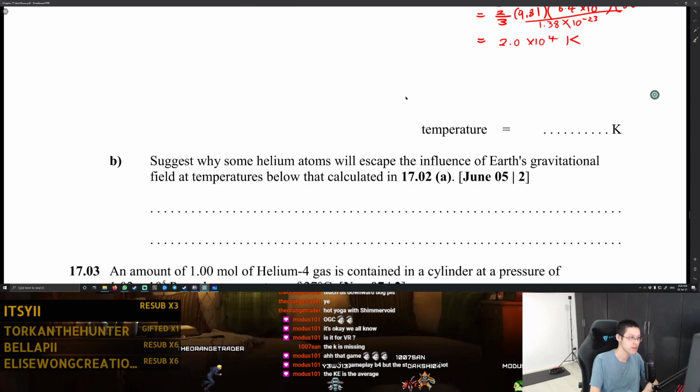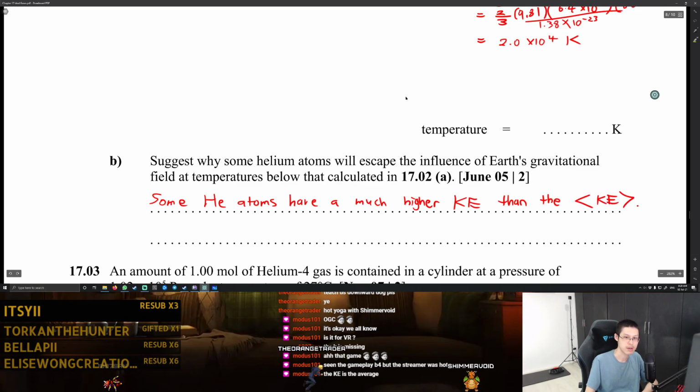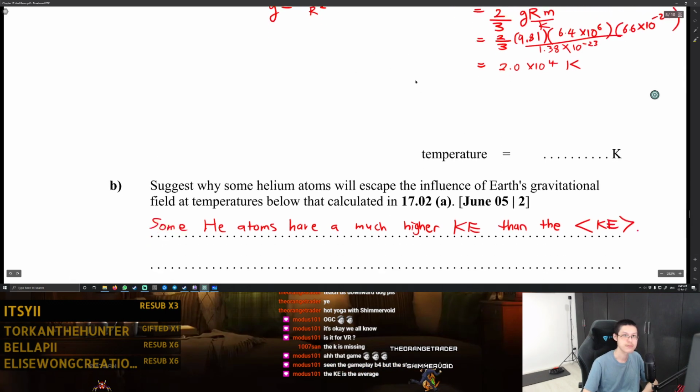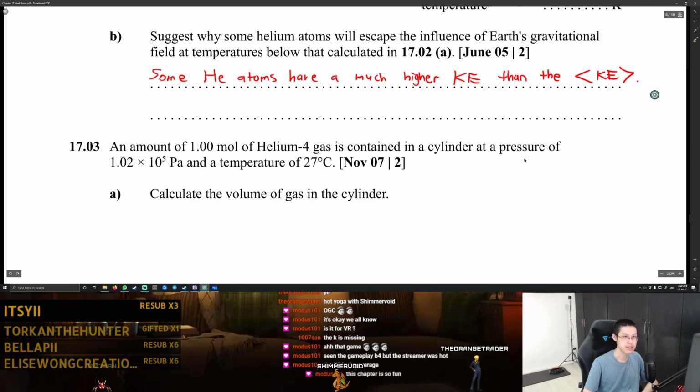So, some helium atoms have a much higher kinetic energy than the average kinetic energy. There you go, done. This is the standard answer, by the way.